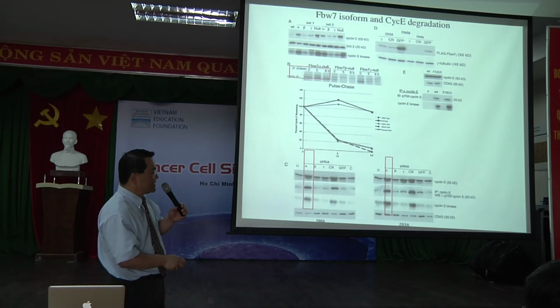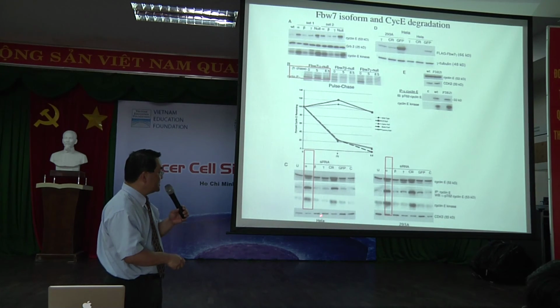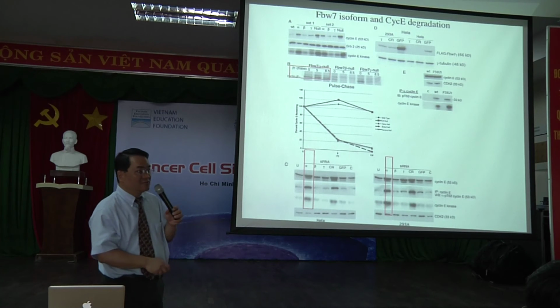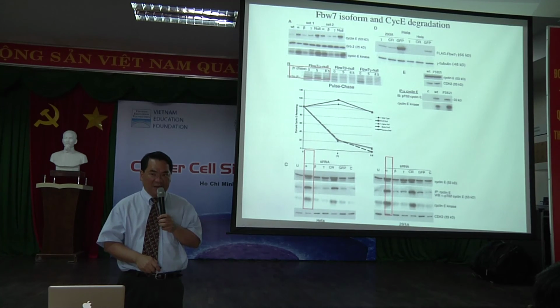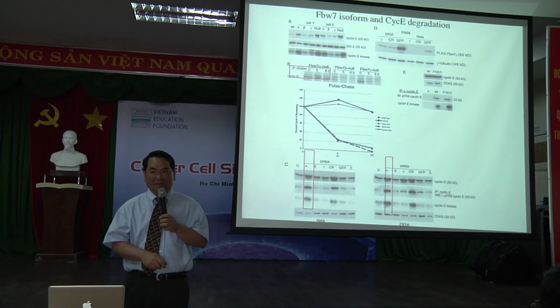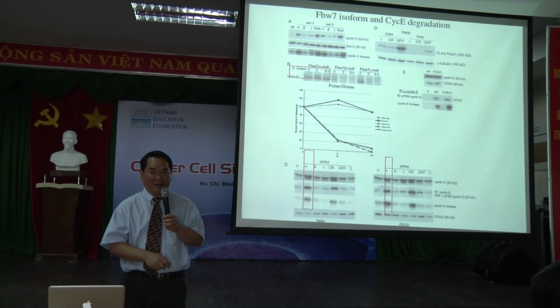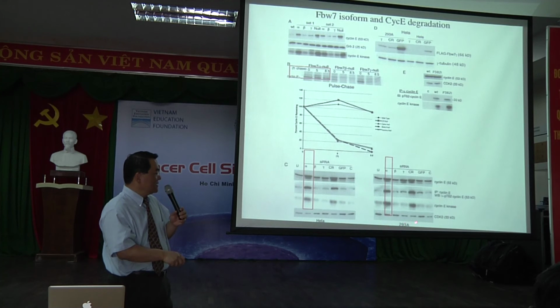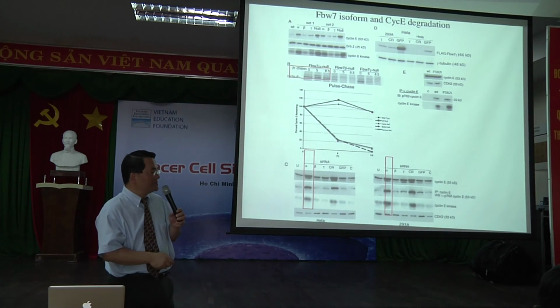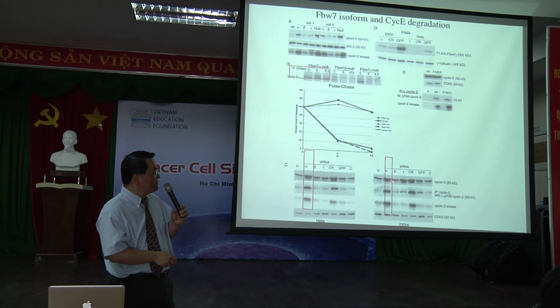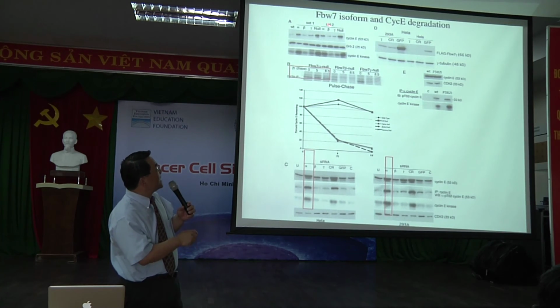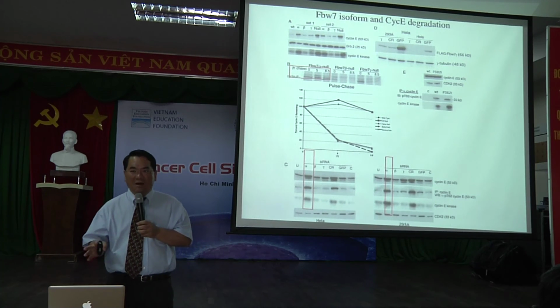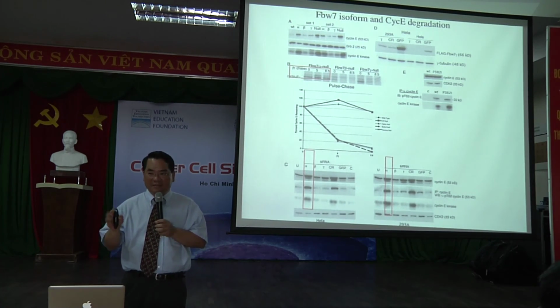This was done in two different cell lines. One is the HeLa cell, one is the 293A cell. HeLa is a cervical carcinoma cell line. 293 is a human embryonic kidney cell. They all have a similar observation. When you knock down the alpha form, cyclin E got elevated compared with the gamma form or beta form. These suggest that the alpha form is the one responsible for cyclin E degradation.